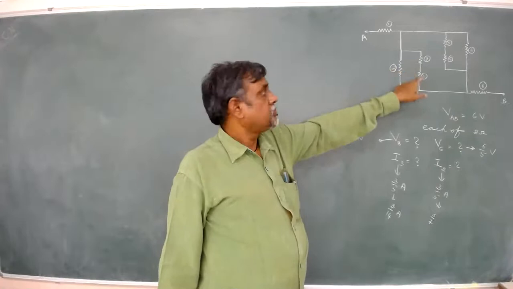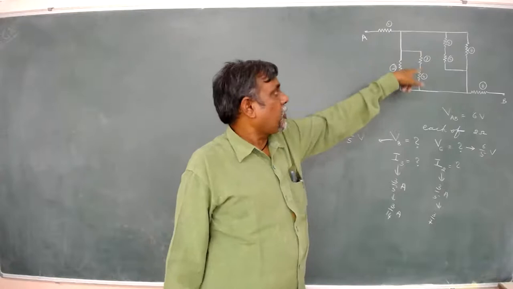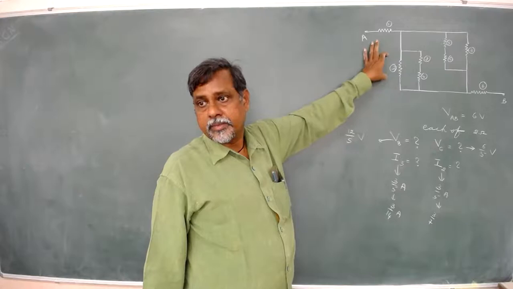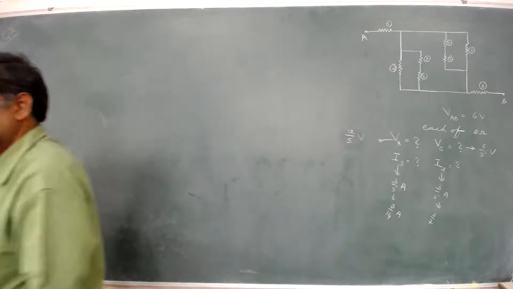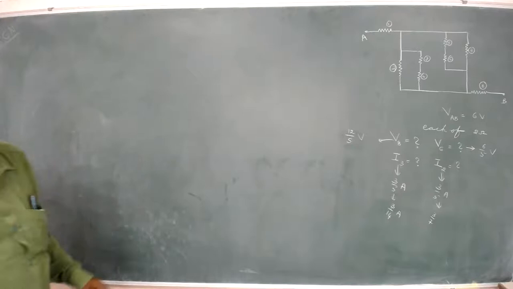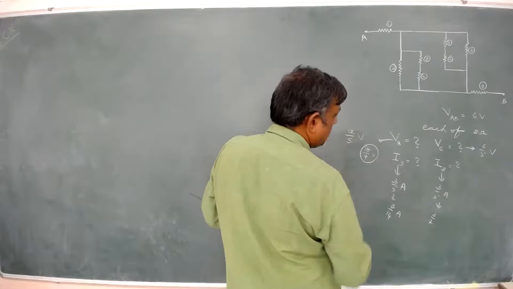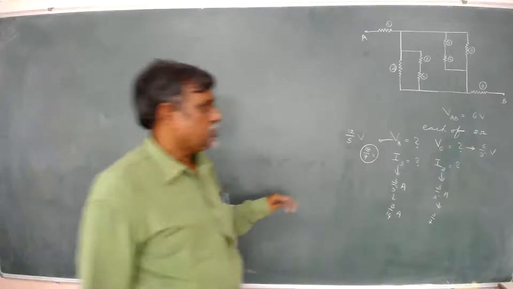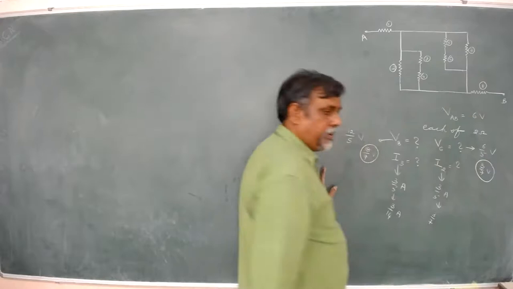Across this 4, across this 2. Here more current, less current. VH: 18 by 7. V6: 3 by 7. So these are the possible values.